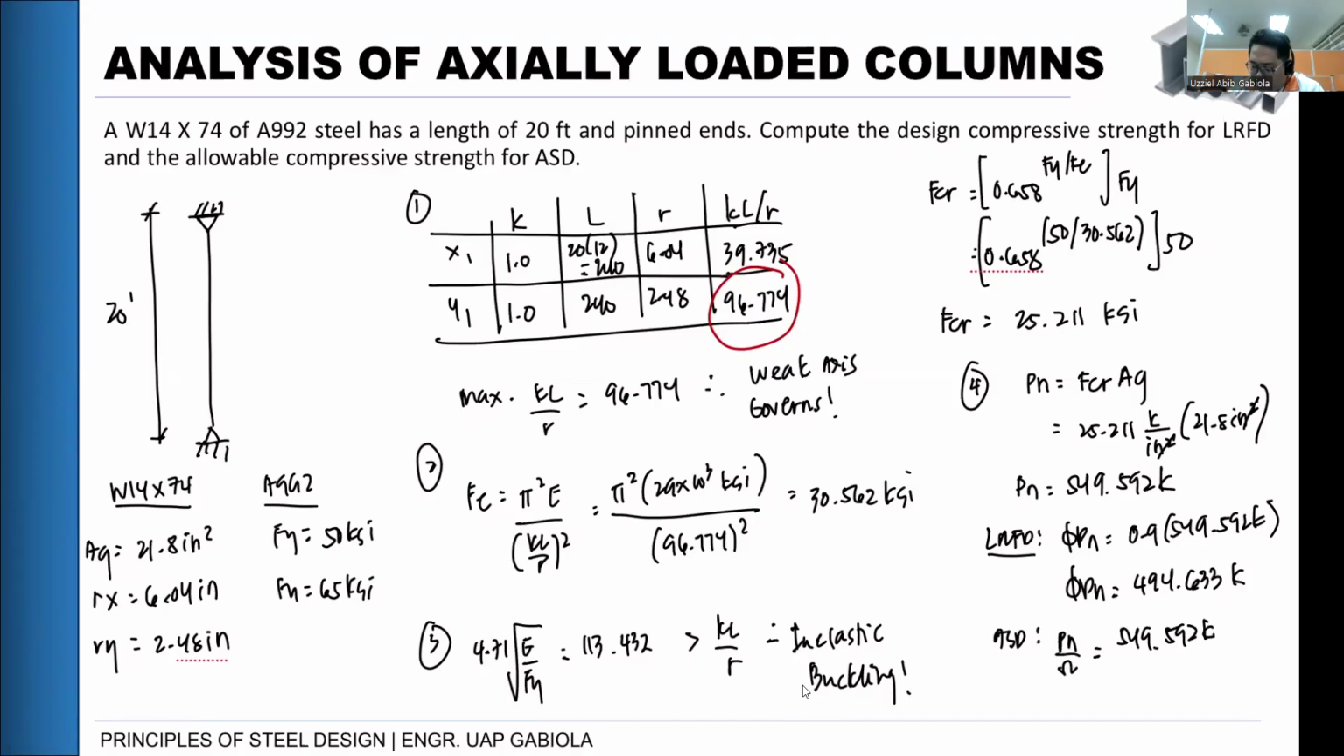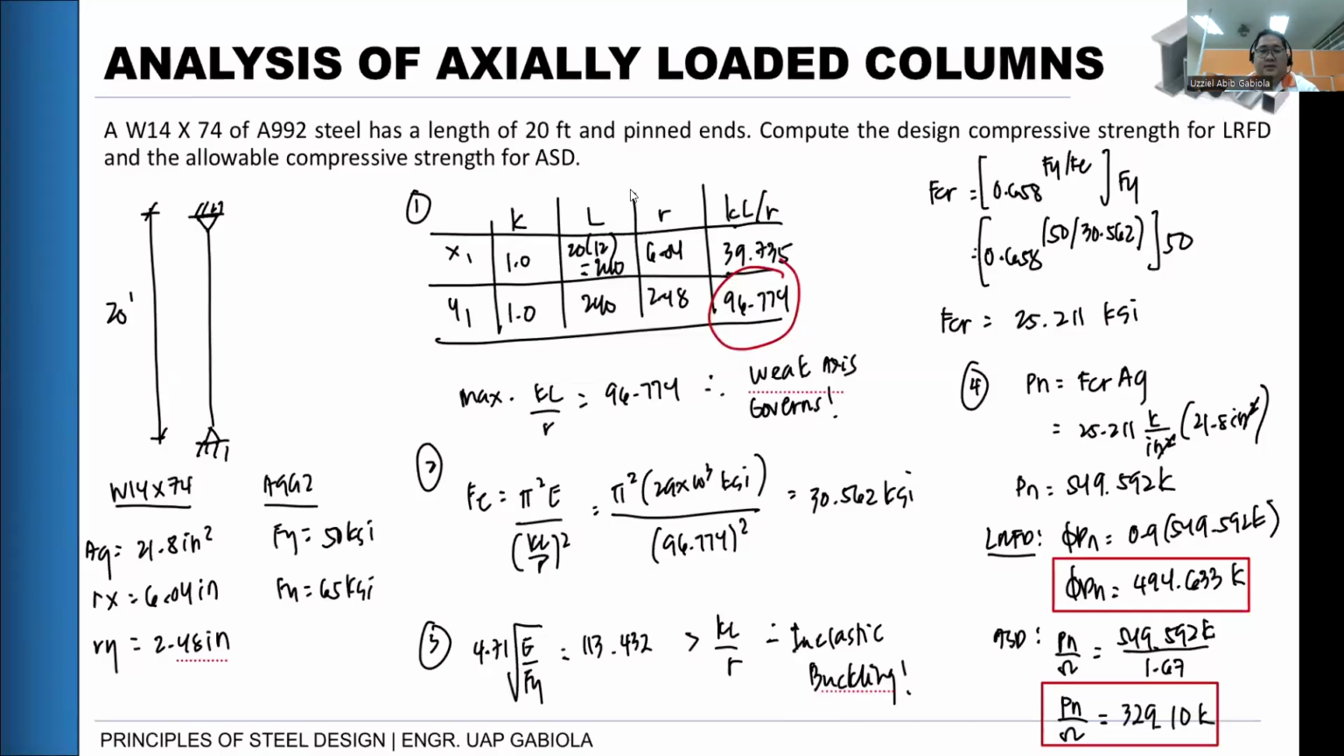Okay? And for ASD, Pn over omega, so 549.592 kip divided by 1.67. We have 329.10 kip. Okay? So this is our answer. This is the capacity for LRFD, and then this is the capacity for ASD. Okay? Question?